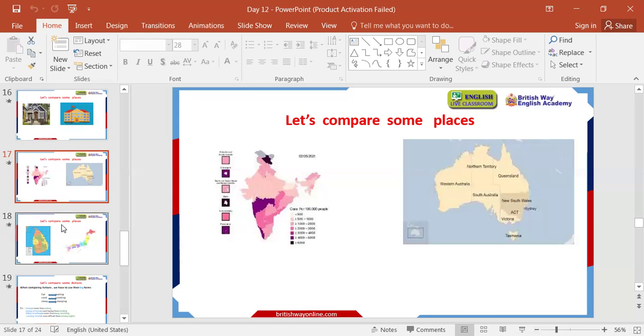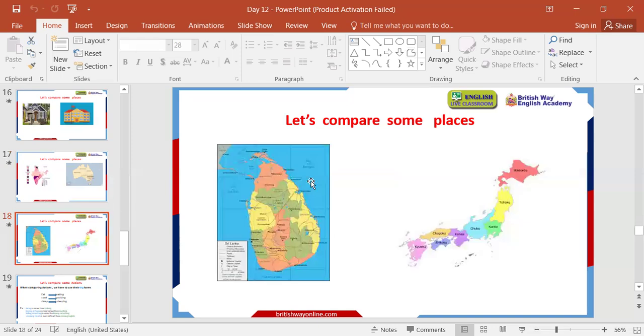Okay, how do you compare Sri Lanka and Japan? Sri Lanka is smaller than Japan. Sri Lanka is more beautiful than Japan. Japan is more developed than Sri Lanka.